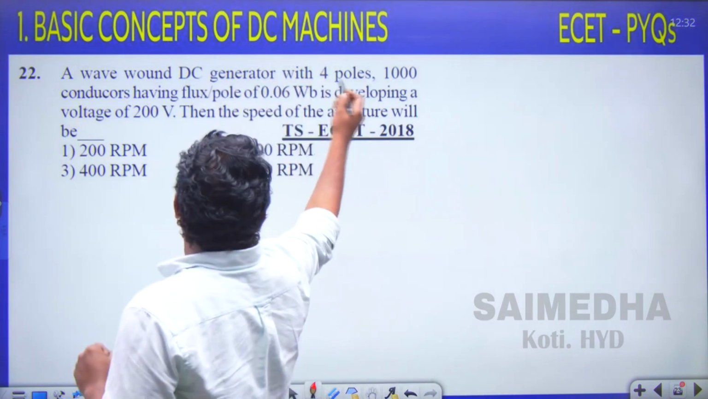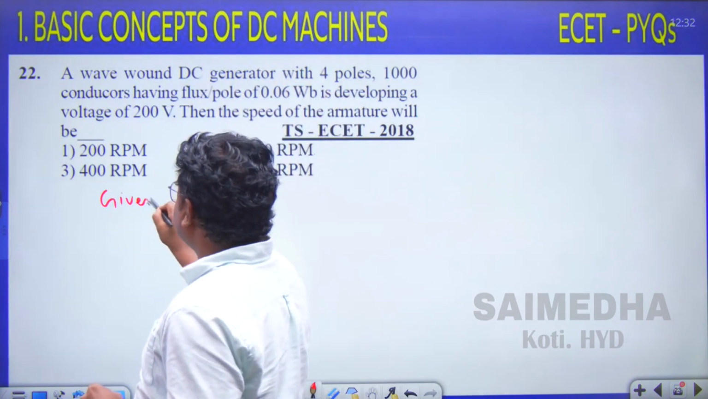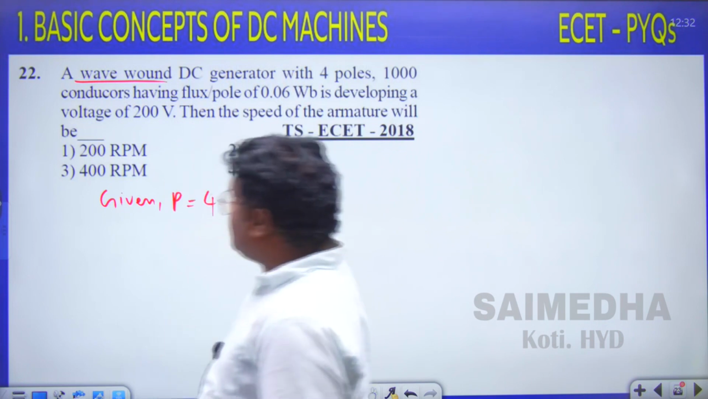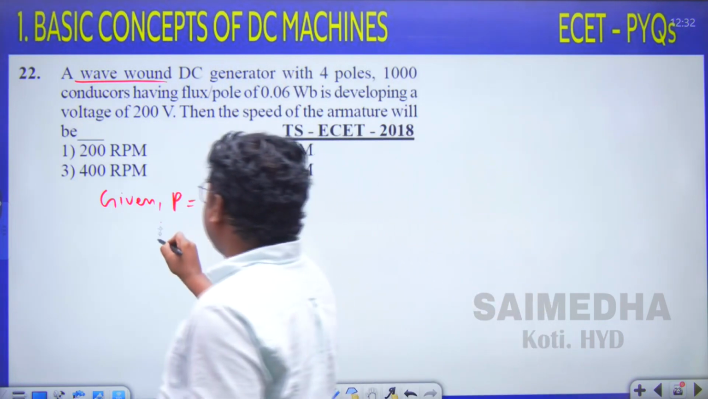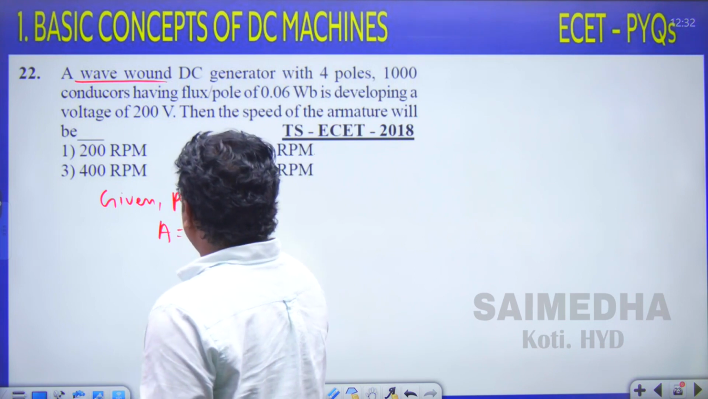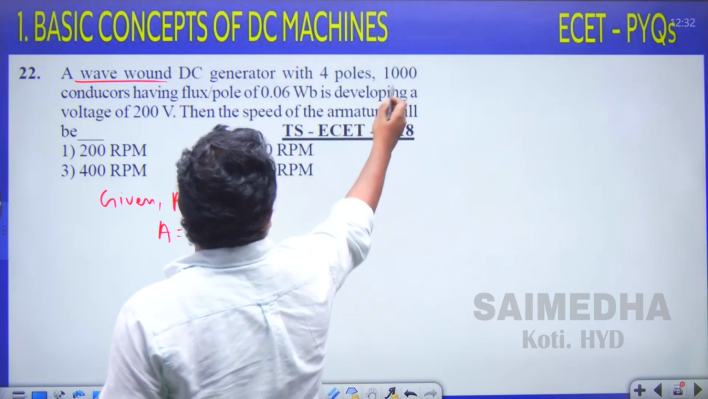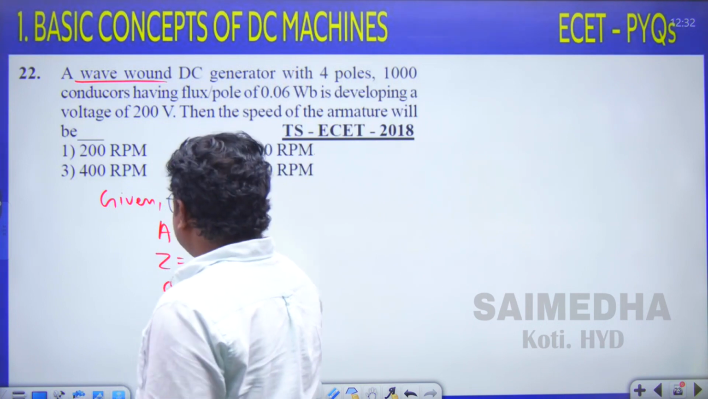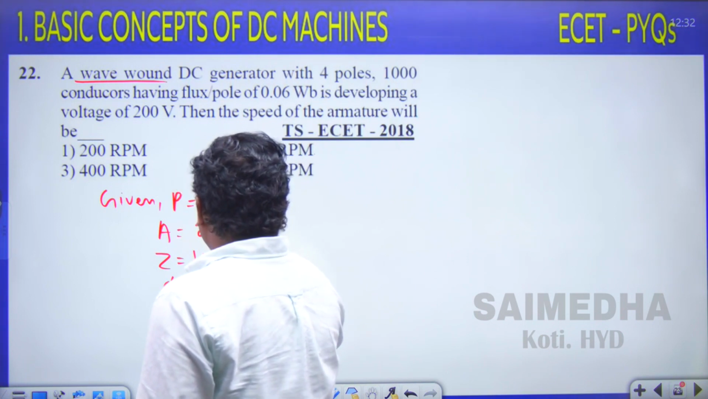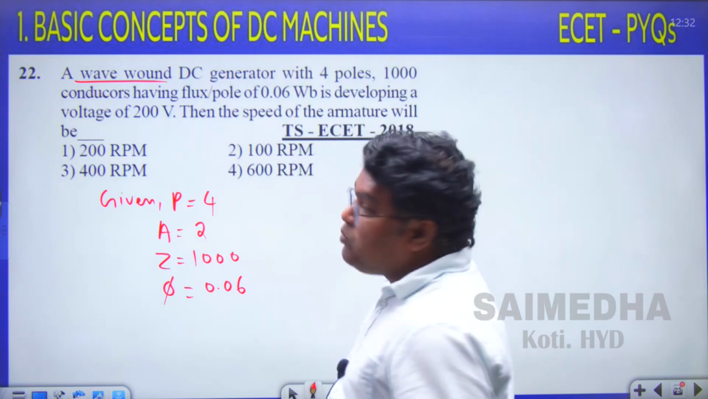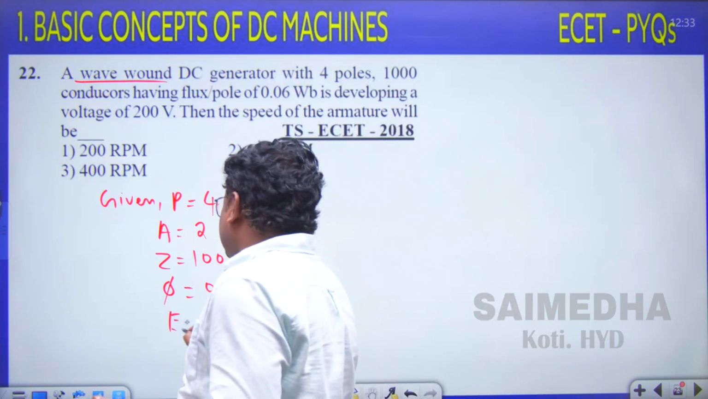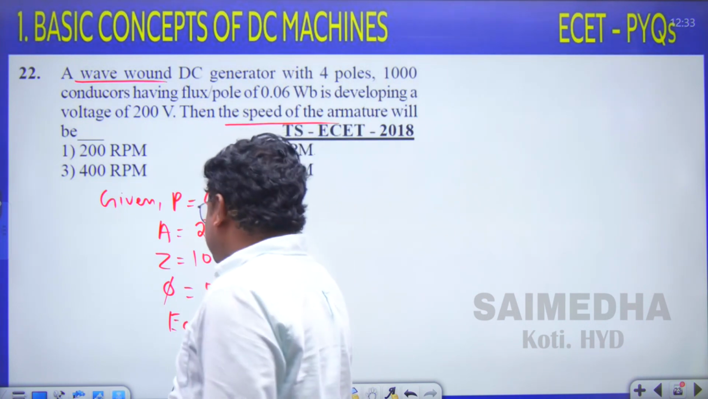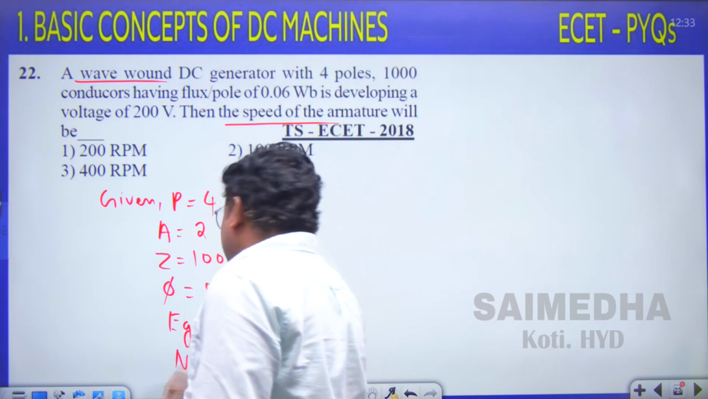So in this question, the number of poles P is given as 4, and it is also mentioned that the armature winding is wave connected, so the number of parallel paths A is equal to 2 only. The number of conductors Z is equal to 1000, the flux per pole phi is equal to 0.06 webers, and the generated voltage of the generator Eg is equal to 200 volts. We are required to find the speed of the armature in rpm, so N is required.